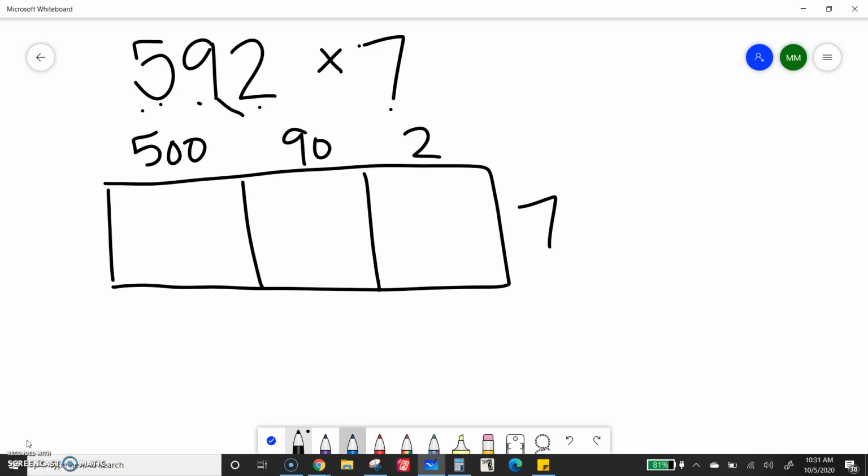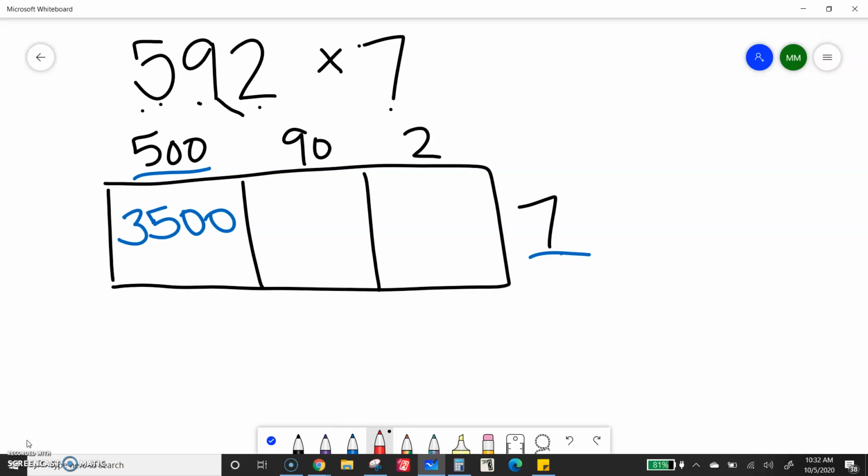So 500 times 7. 5 times 7 is 35. And then 2 zeros. I have my facts memorized, so notice it goes a little quicker. If I had to stop and look at a multiplication chart or check Sing My Multiple songs, I could do that to figure that out if you don't have it memorized.